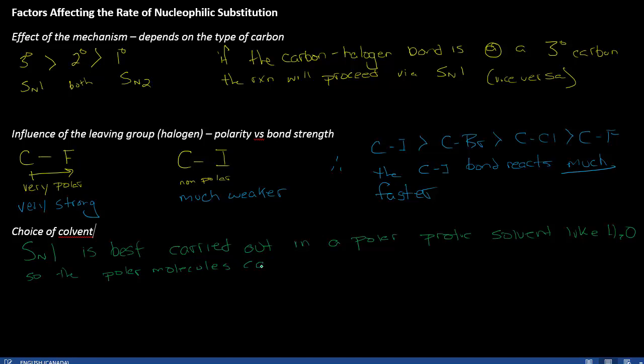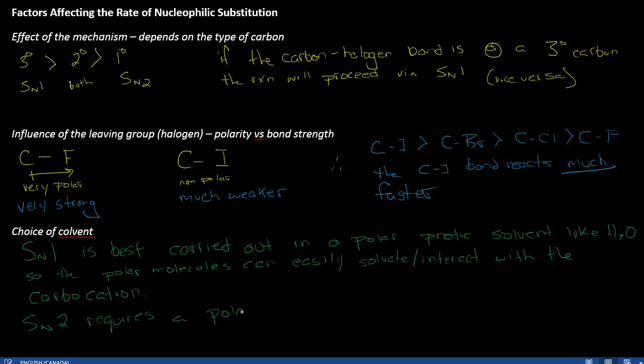Again, to produce the fastest possible reaction, we would want a tertiary carbon where the halogen is iodine, carried out in a very polar solvent such as water. To achieve the highest rate out of an SN2 mechanism, where the alkyl halide is found on a primary carbon, we would want to use a polar aprotic solvent, something like acetone or dichloromethane.